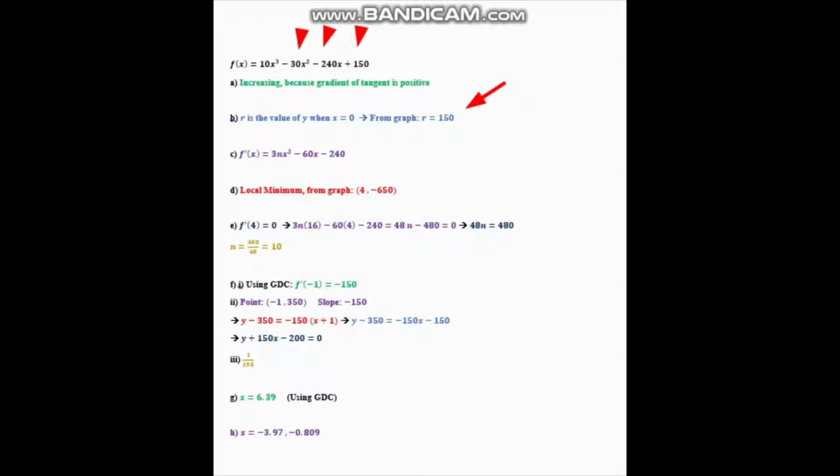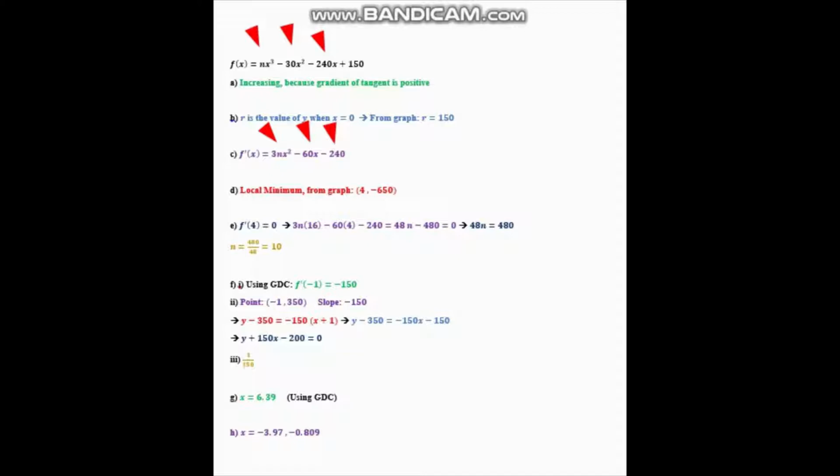Excuse me, this was nx cubed at the beginning. We shall later prove that it is 10. So for now, let's just keep it as nx cubed. Hence, f dash of x equals 3nx squared, and the derivative of the second term is negative 60x, and then negative 240 for the third term, negative 240.